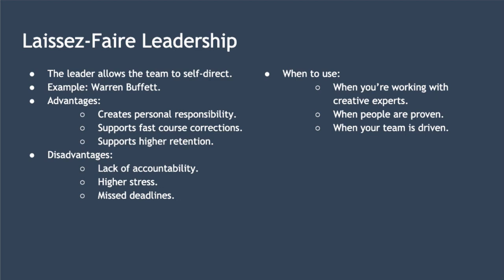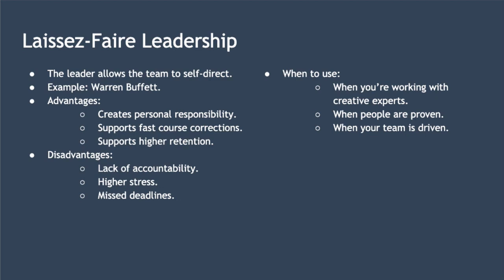Well, this will differ from leader to leader, but typically they're more concerned with the creation and articulation of their vision. And they're also concerned with which steps to take to help achieve the vision. But once they've decided that, it's then left to the team to work out how to achieve each of those particular steps. Now, an example of a laissez-faire leader is Warren Buffett.